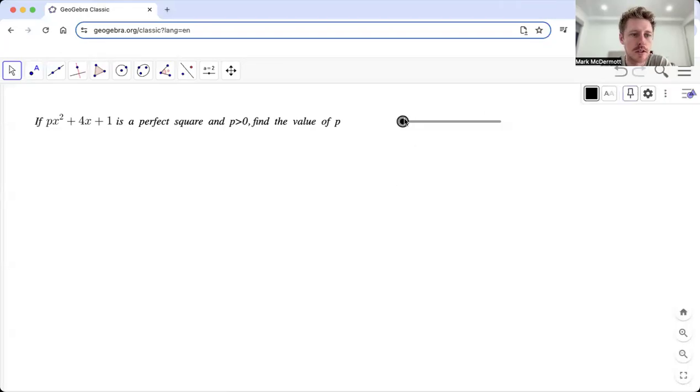So this question says if px squared plus 4x plus 1 is a perfect square and p is greater than 0, find the value of p. So the first thing we're going to want to do is think about what a perfect square is.